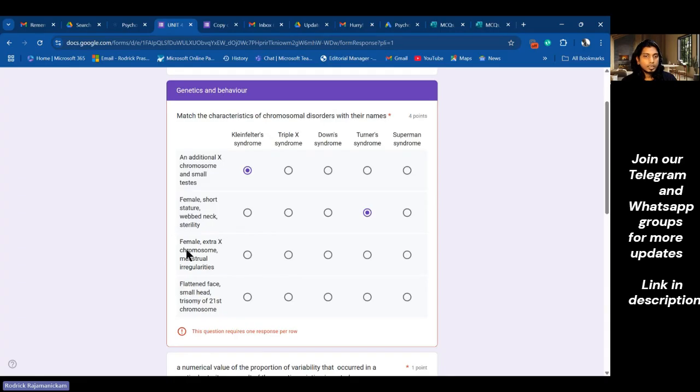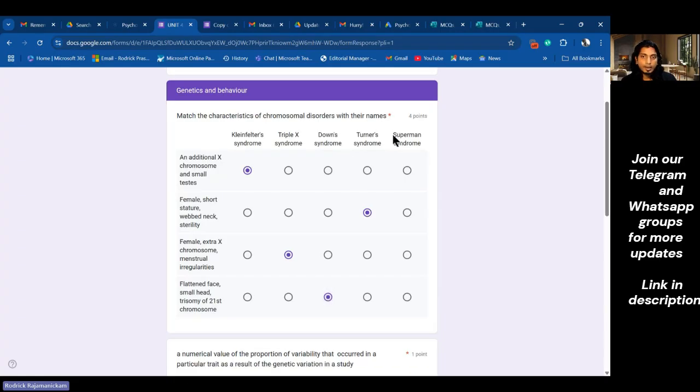Okay. So in a female with an extra X chromosome, a female obviously means XX, another extra X is going to be triple X syndrome. Okay, so they may also have menstrual irregularities, but may not be sterile. And then lastly, we have flattened face, small head, trisomy of 21st chromosome. You would all know as Down syndrome.